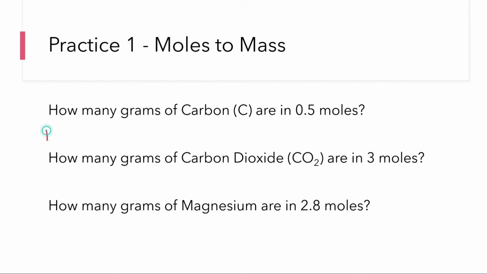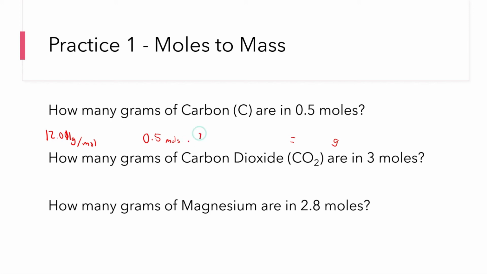And we know that the molar mass of carbon is 12.011 grams per mole. If we have 0.5 moles, and we want to get to grams, then we need to make sure that our conversion factor will be such that the units are going to cancel out. And in this case, it's already lined up correctly.